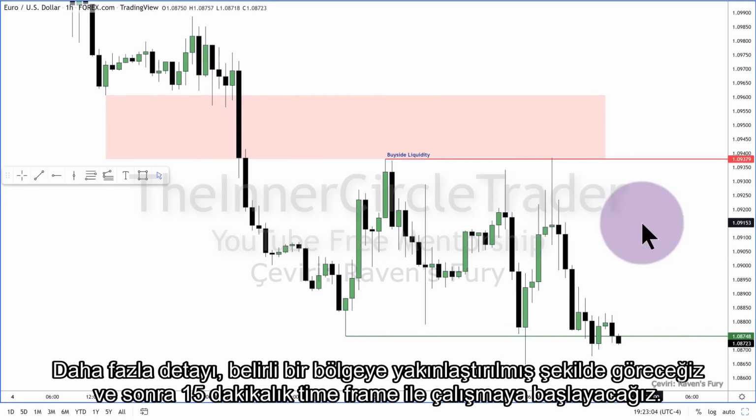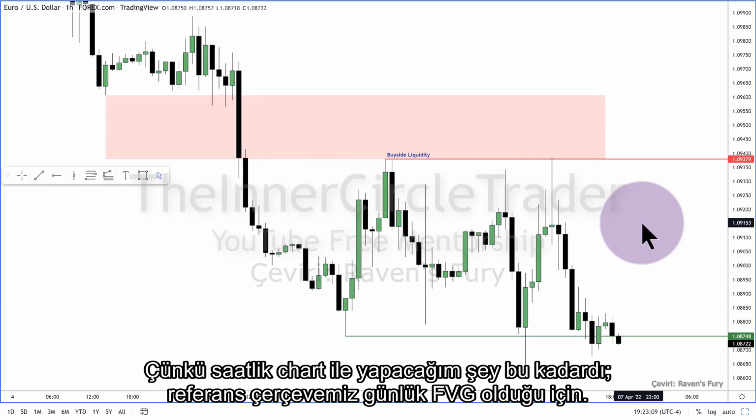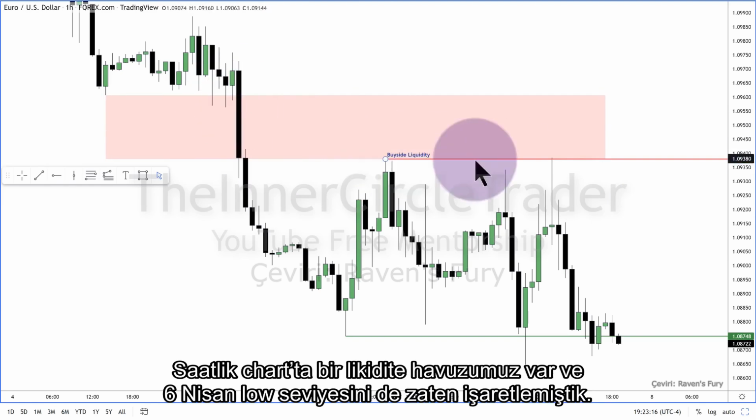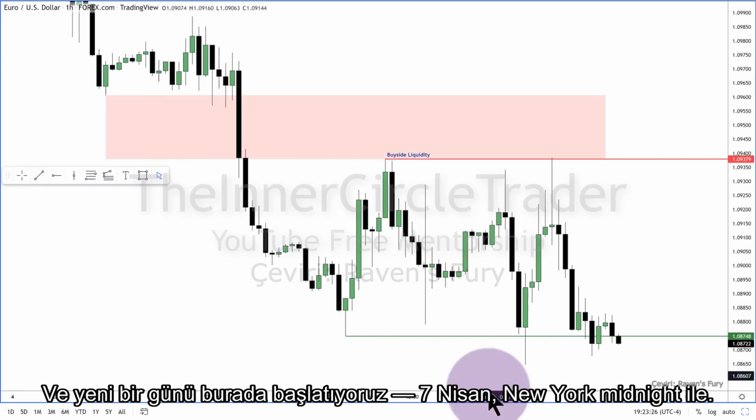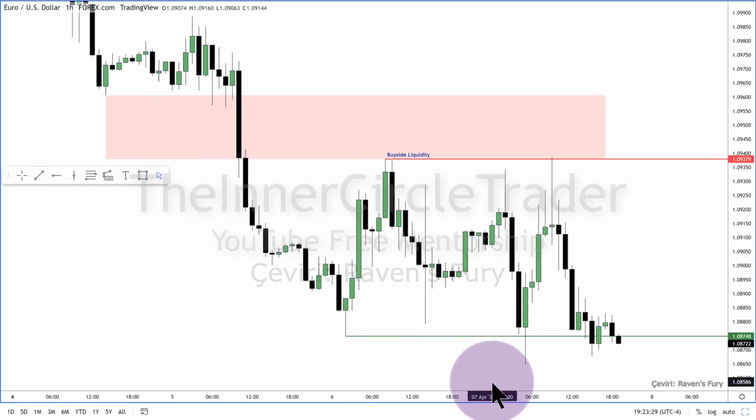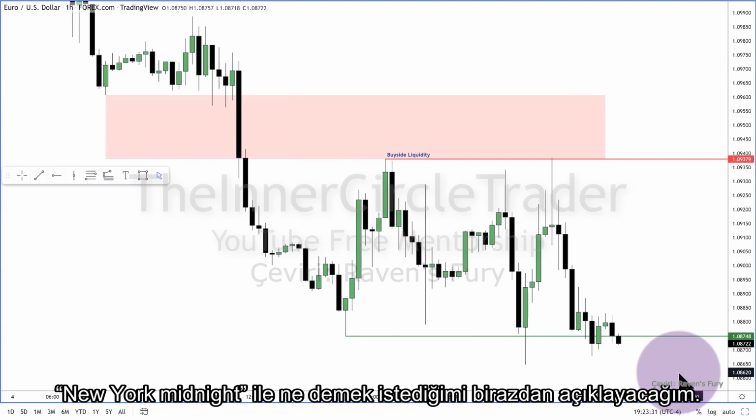And then simply go in and start working with the 15-minute time frame, because this is all I would do with the hourly chart, because the frame of reference is that daily fair value gap. We have a liquidity pool on the hourly chart. We've already mapped out the 6th of April's low. Notice there's no lower low. This low didn't go down to it. And we start a new day on the 7th here at midnight, New York local time. What do I mean by New York midnight? I'm going to answer that.